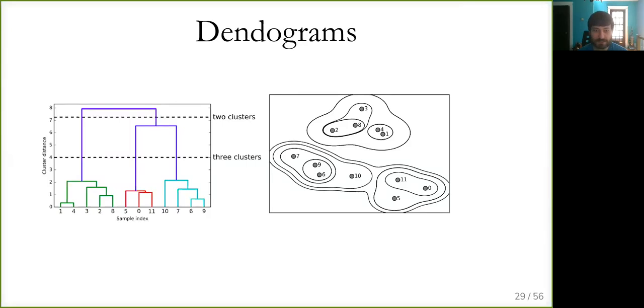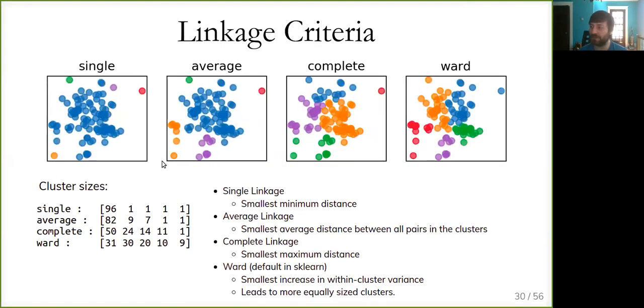So the algorithm is quite simple. One thing that I haven't explained so far is how to measure the distances between clusters. In scikit-learn, there are four criteria, which are probably the most commonly used ones. Agglomerative clustering is implemented both in scikit-learn and also directly in SciPy, and they have slightly different features.